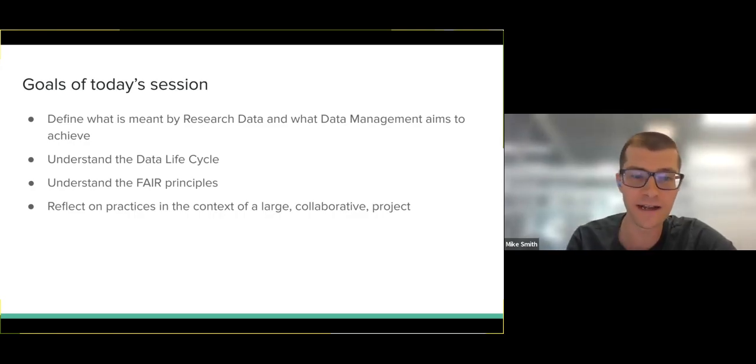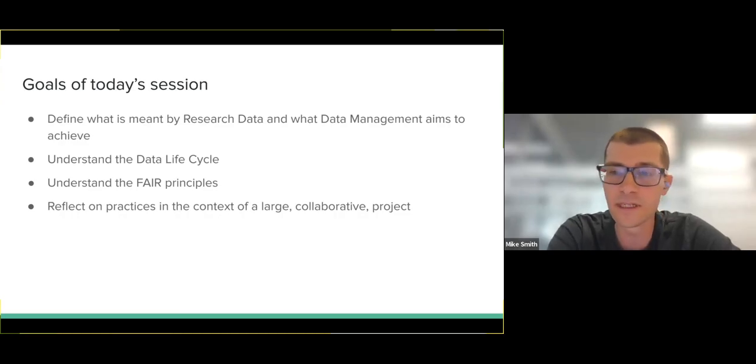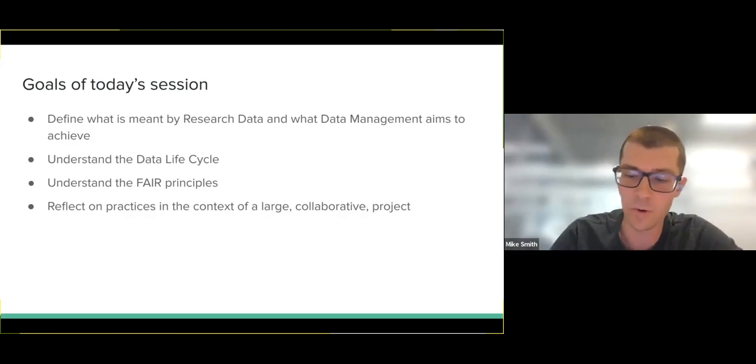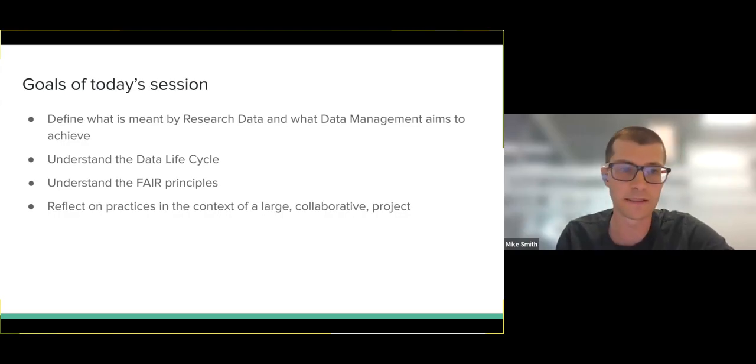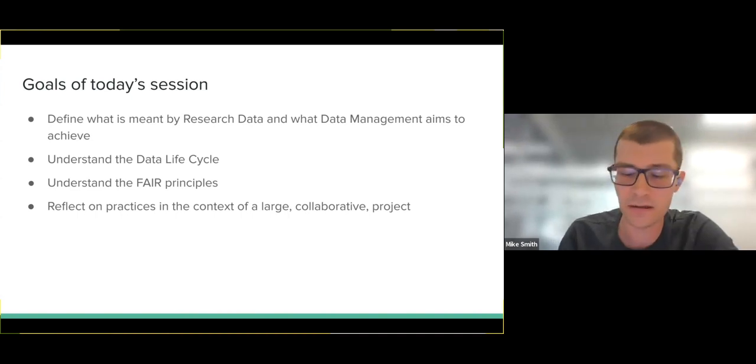And then I wanted to reflect a little bit on how some of those practices can be utilized in the context of a large-scale collaborative project. Some of the examples that you'll see later in this webinar series, we'll really go into the details there. We'll still keep it quite high level, but I wanted to think about it not just in abstract terms, but maybe some of the practical things you might want to start adopting. So that's the layout for today's session.